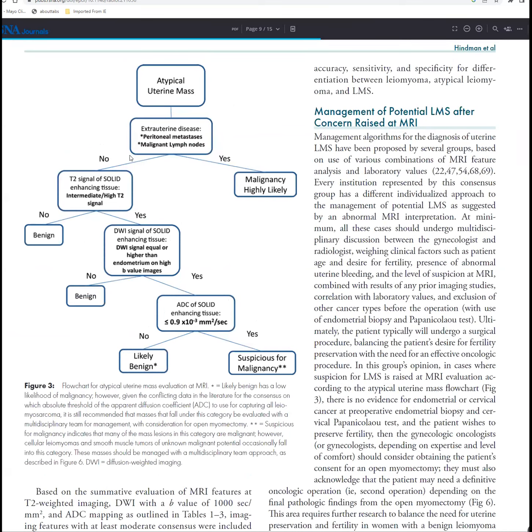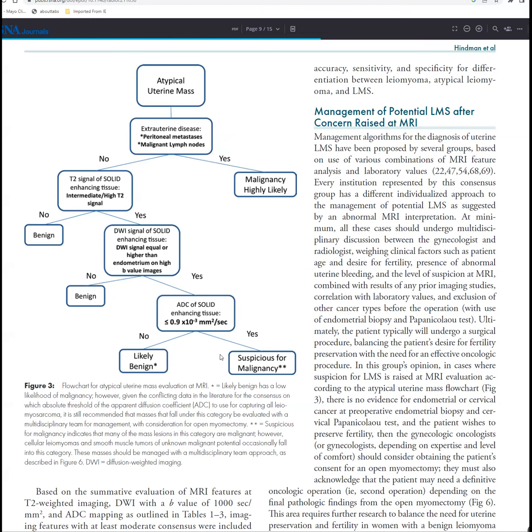So the first step is to rule out extrauterine disease. And then after that, if it's localized to the uterus, then we want to make sure it's enhancing. And then within the enhancing components, look for T2 signal. If it exhibits intermediate or high T2, then we go to high b-value diffusion, and the signal has to be greater than the endometrium. And if that's the case, then we move on to ADC. And if there are areas that are less than 900, then we say it's suspicious for malignancy.